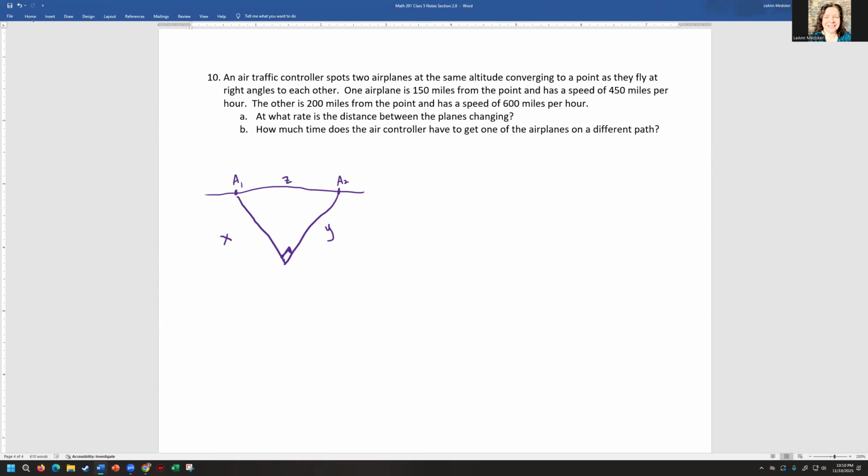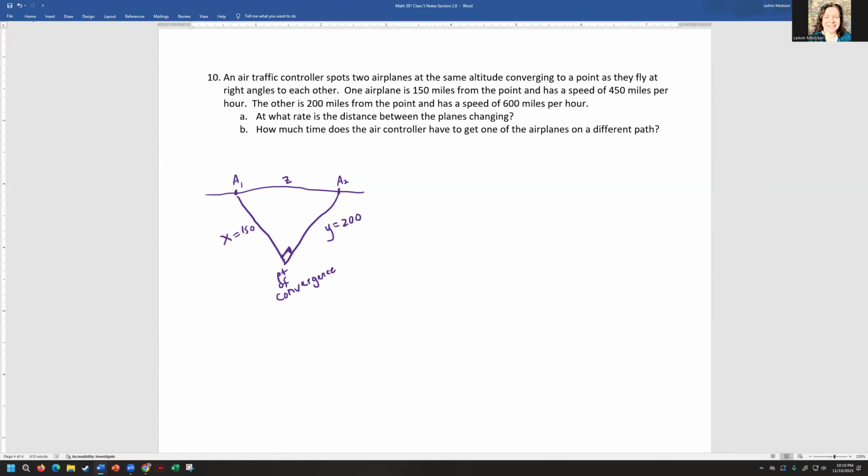When we look at this one, it says one airplane is 150 miles. So that's going to be this one. So X is going to be 150 miles from the point of convergence. So I'll write down here, this is going to be the point. If they continued on this path, this is where they would hit each other or meet. And then the other one is 200 miles from the point of convergence. And we have these two speeds.